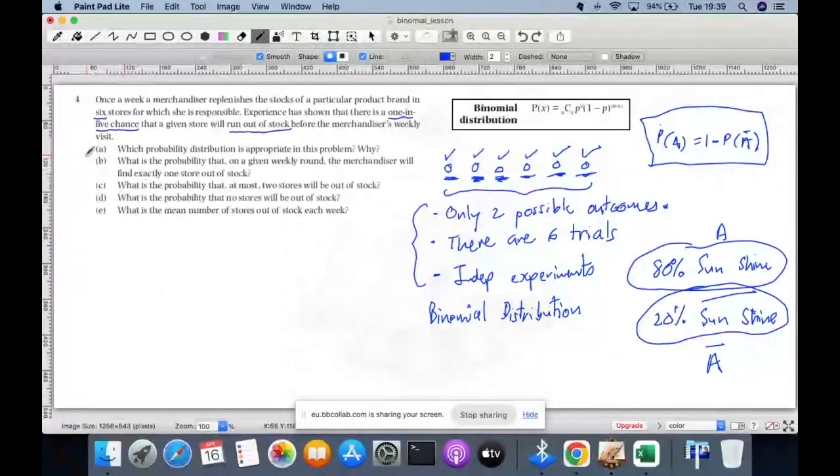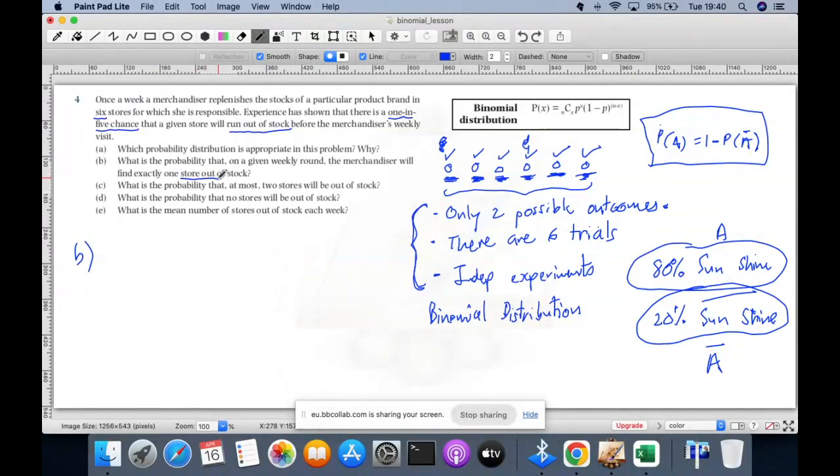All right, so let's start answering the questions about the text. So the first question is, which probability distribution is appropriate and why? And we've answered that. It's the binomial distribution based on these three conditions that I've just mentioned. So we've answered question A. Now question B is where the calculation comes in. Now it's saying, what is the probability that on a given weekly round, the merchandiser will find exactly one store out of stock? So we have 6 stores, okay? And what they're asking us, what is the chance that any of these stores, it could be this one, it could be this one, we don't care. We just care that one of them will be out of stock.